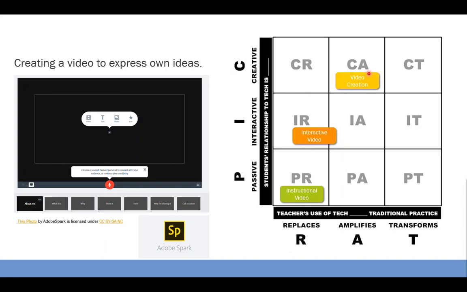You could make a case that it comes into transforming traditional practice. In fact, it kind of depends on what the topic of the video is. So let's look at this next one.